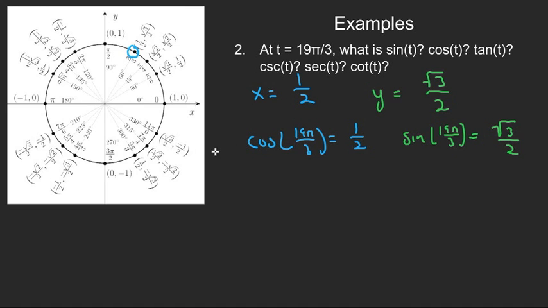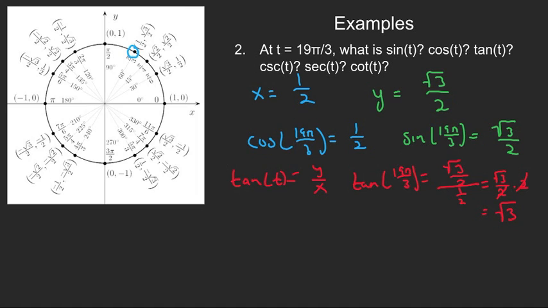Okay, so reminder that tan of t is equal to y over x. So for tan of 19 pi over 3, this is root 3 over 2 over 1/2, which turns into root 3 over 2 times 2, because that's the reciprocal of 1/2. These cancel out, and you are left with root 3.